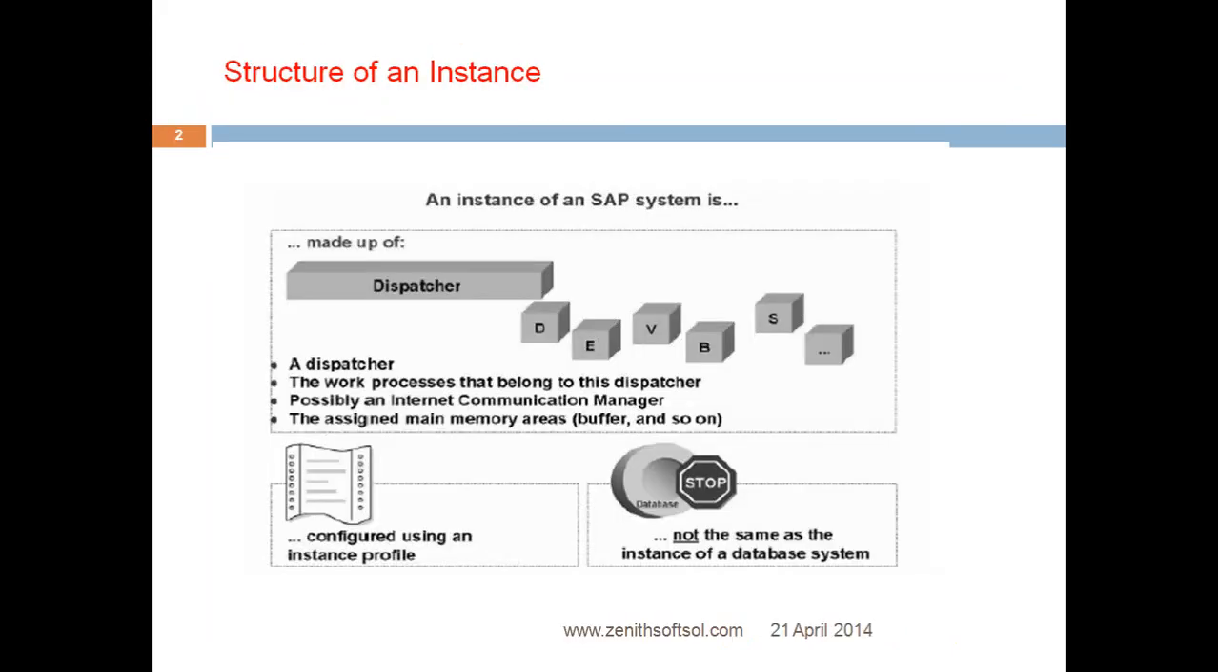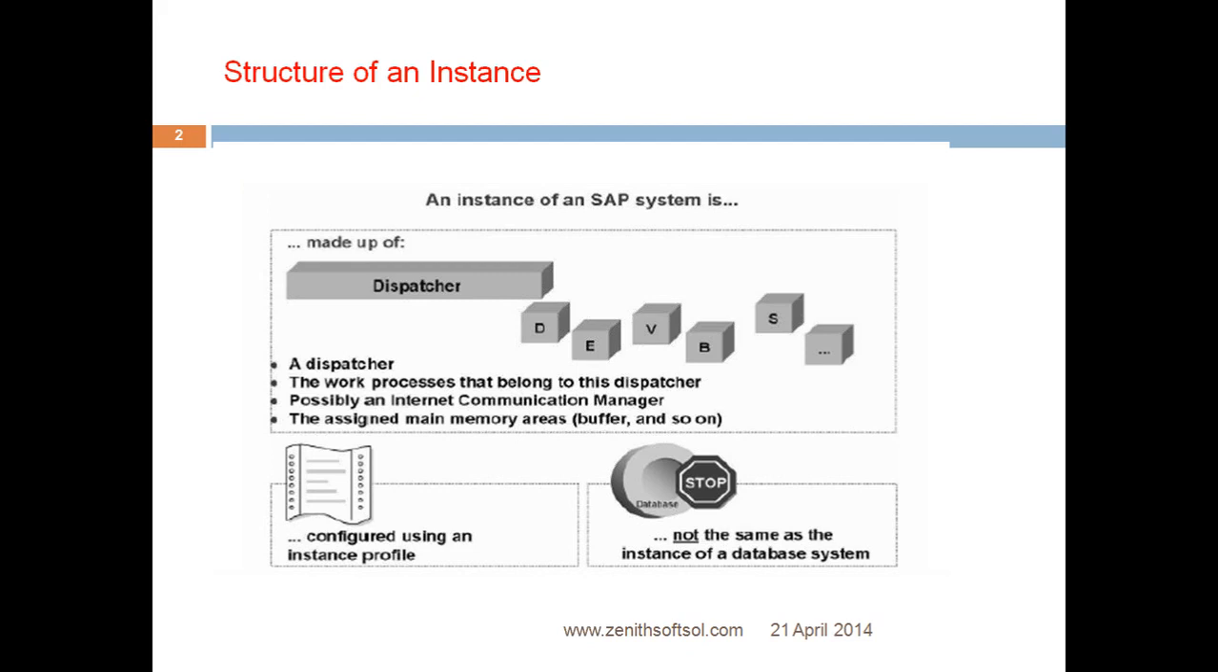structure of an instance. An instance is an administrative unit that combines SAP system components providing one or more services. The services provided by an instance are started or stopped together. So each instance has its own buffer areas. So if you see the graphic, it shows that an instance is made of a dispatcher.